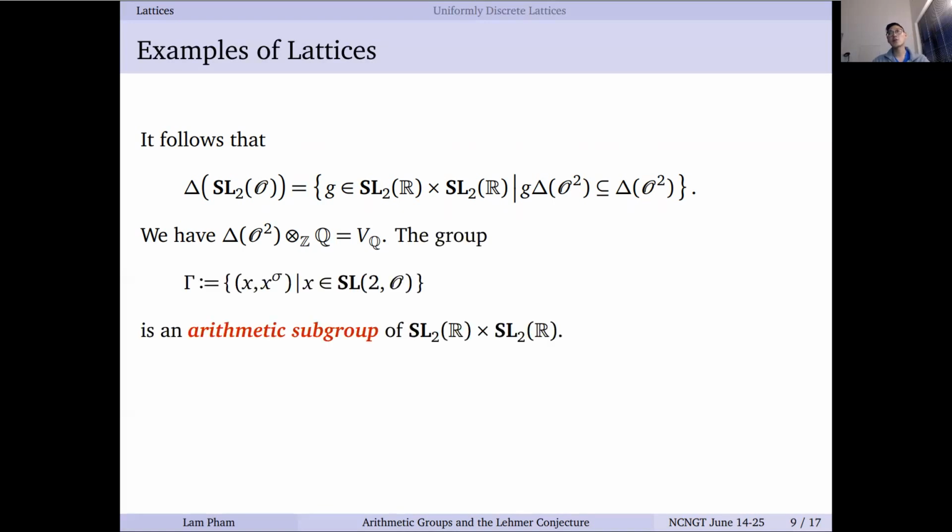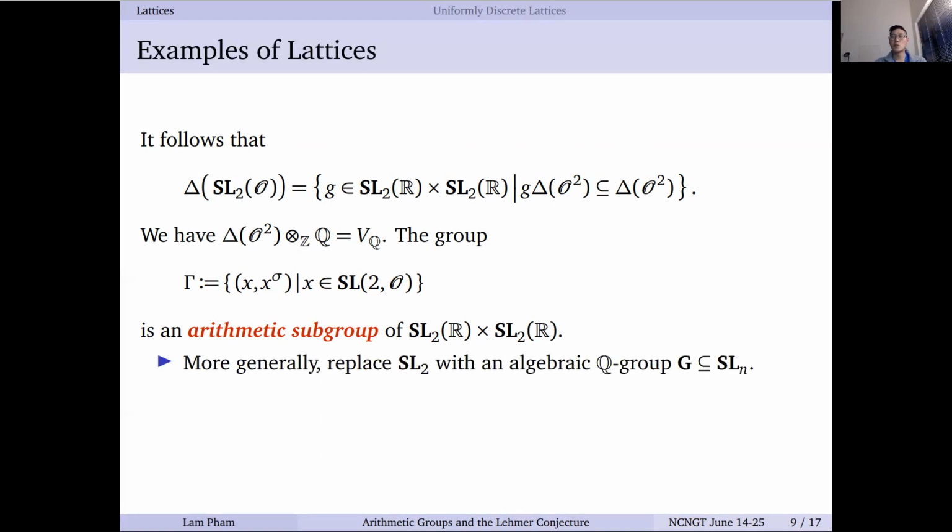Now, going all the way, the image (X, X sigma), where X is now in SL2(O), which is the image of SL2 under delta, is then going to be an arithmetic subgroup of SL2R cross SL2R. Now, what is an arithmetic subgroup? This is just the construction that we have worked with here, where we construct something from the integers. Now, if we were to try and extend this, it's possible in multiple ways. We can replace, for instance, SL2 with any algebraic Q group in SLN.